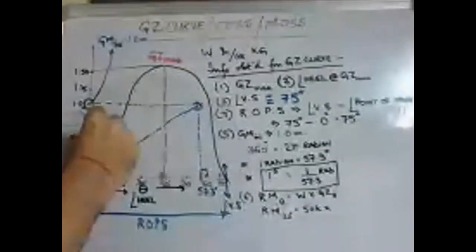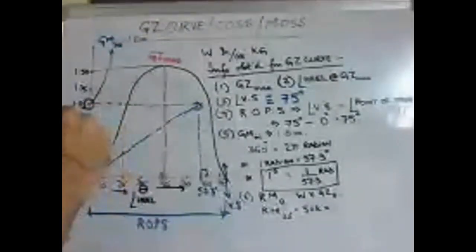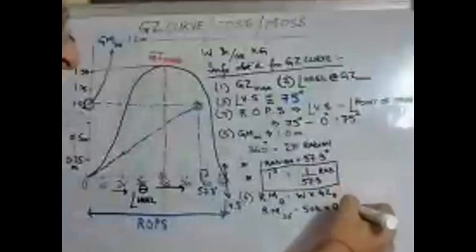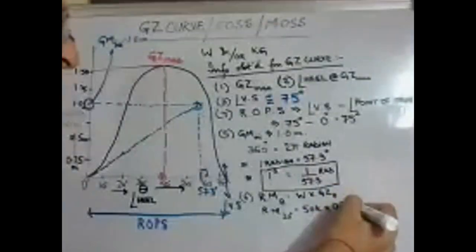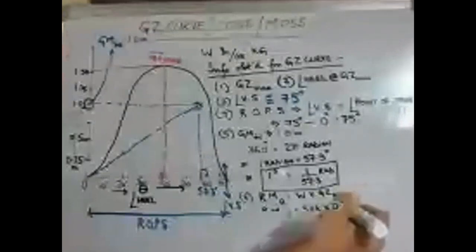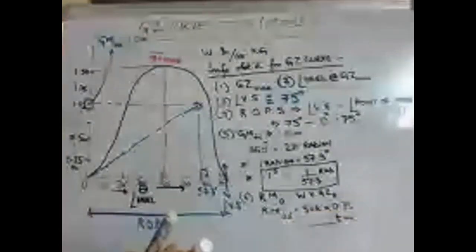Where it cuts the curve, I go left, supposing it comes as 0.75. So whatever is your answer, so many ton meter, that is the righting moment.